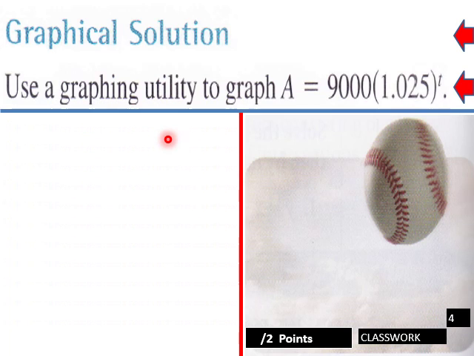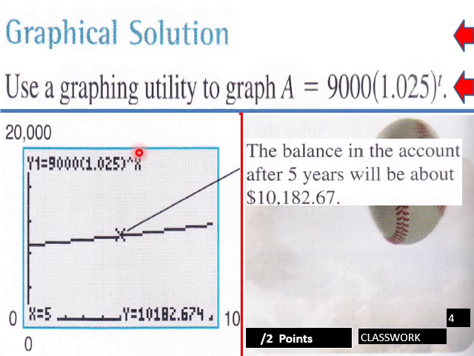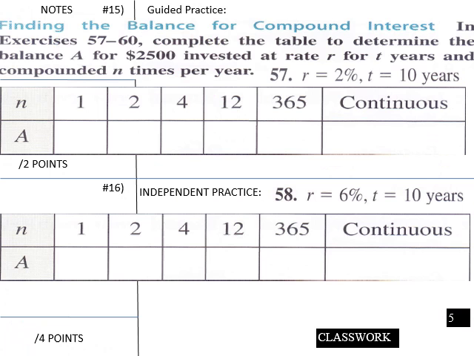So a graphical solution, what that would look like on a graph would be this here. So the balance in the account after 5 years, x equals 5, y would equal 10,182.67. And you can put this into your graphing calculator and find that out.